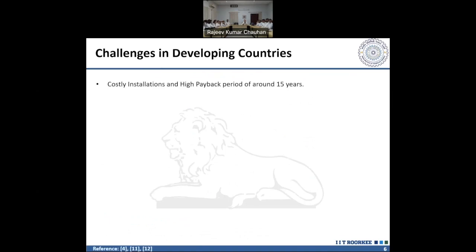So the challenges: costly installation, high payback period. Although this was written a few years back, now the installation cost is reducing, and similarly the payback period is also reduced. What do you call the payback period?